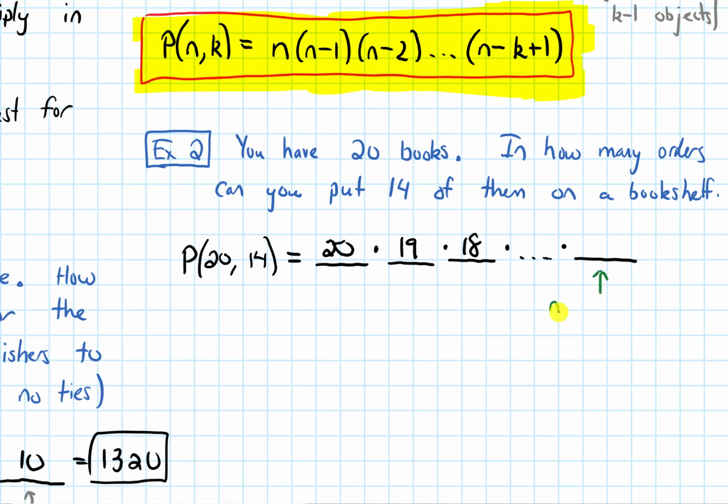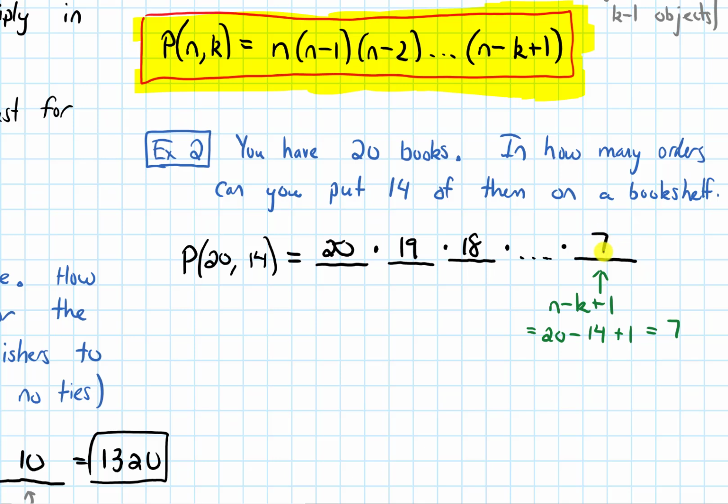So if I work out n minus k plus 1 for my specific values, n is 20, minus k is how many objects we're permuting. We're permuting 14 books on this bookshelf. And then plus 1, and that ends up being 7. So that is the number that goes there.